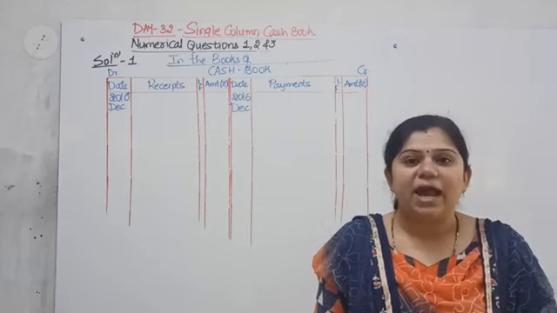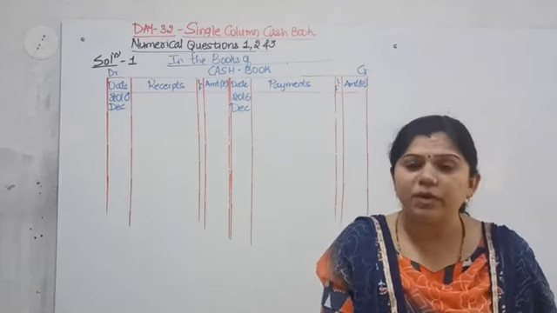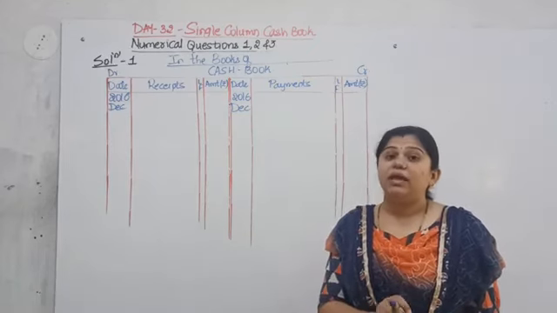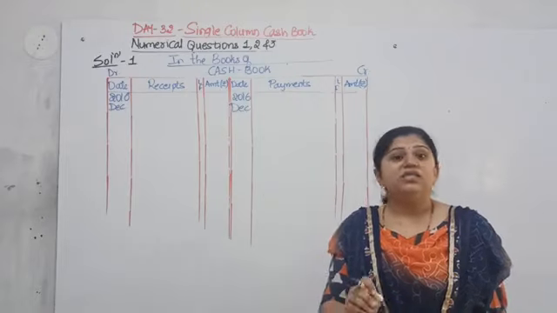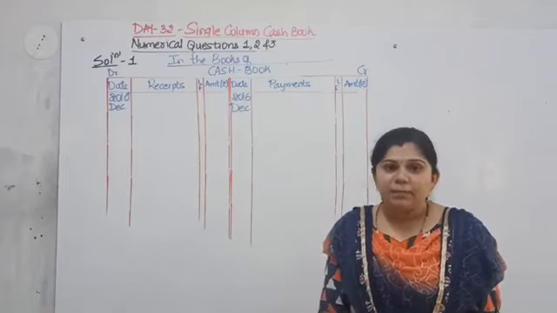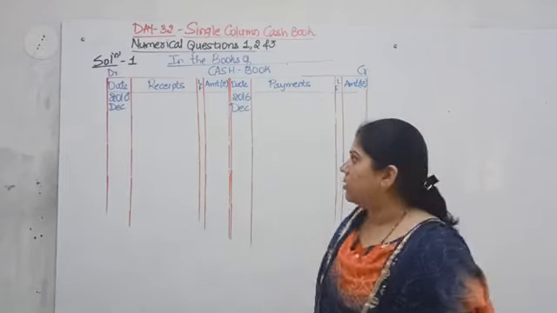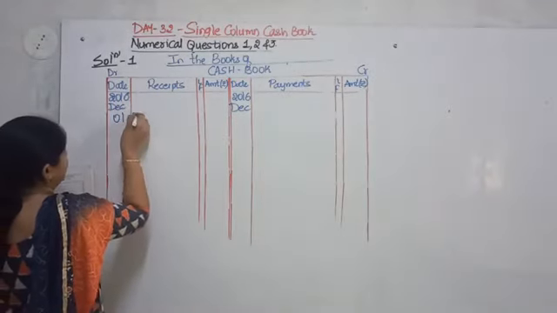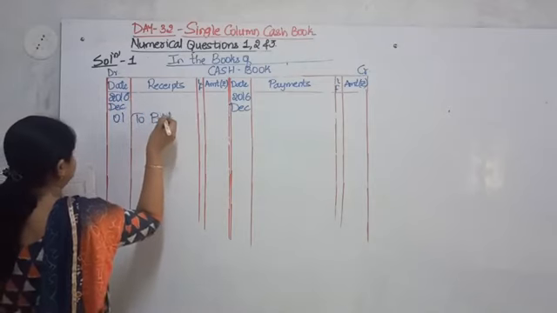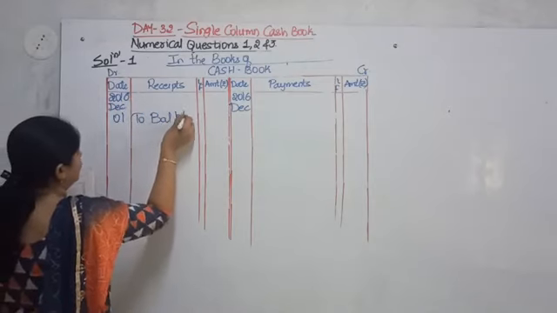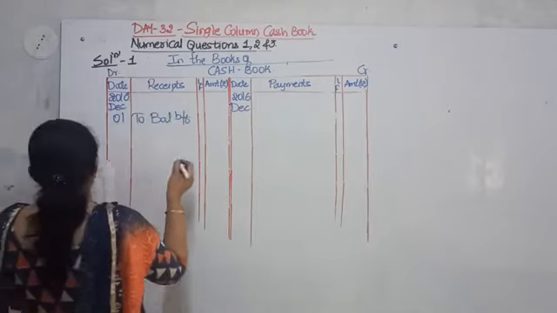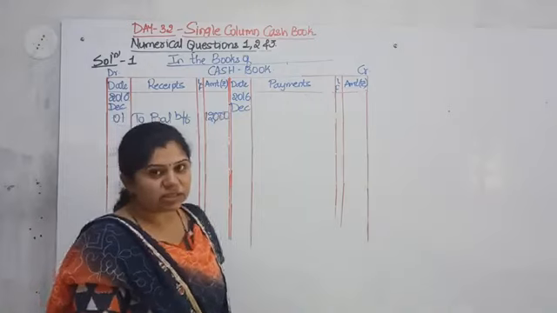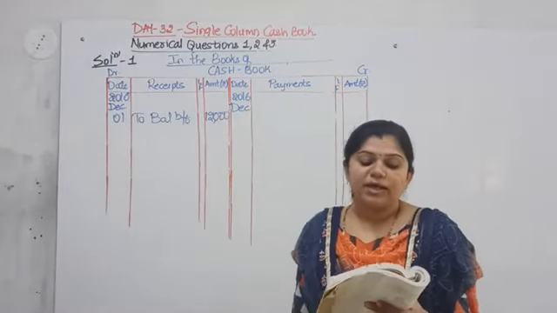First one, cash in hand. See, again, this is the opening balance. And cash being an asset, all the assets will have the opening balance on the debit side. So, on the debit side, put the date 01 and write down to balance brought forward. And how much is the balance? See, the balance is rupees 12,000. Correct? Now, let us move ahead for the further entries.